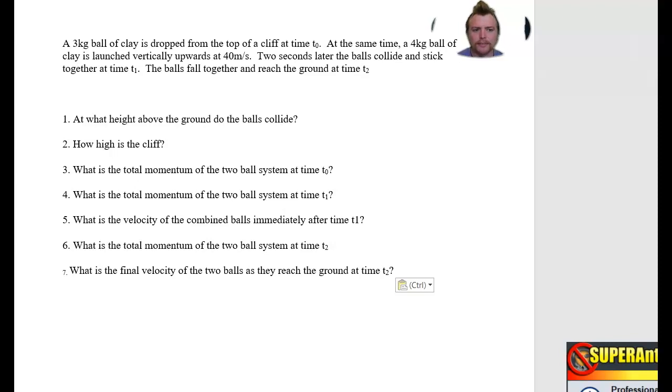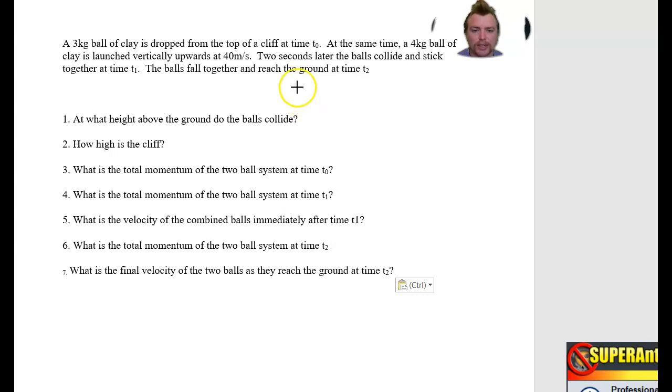All right, guys. So here we're going to just go really quickly over some key points that I think you might find helpful as we're going through here. For the first couple questions, it's just straight up kinematics. At what height above the ground do the balls collide?